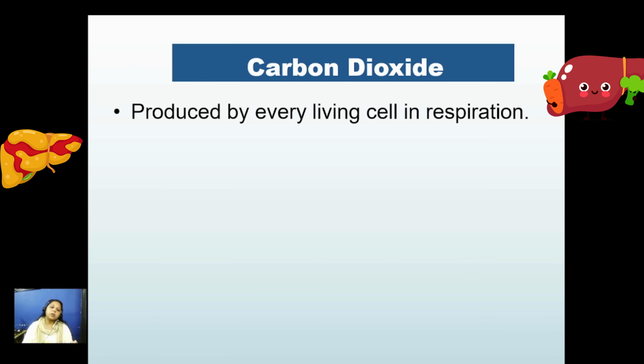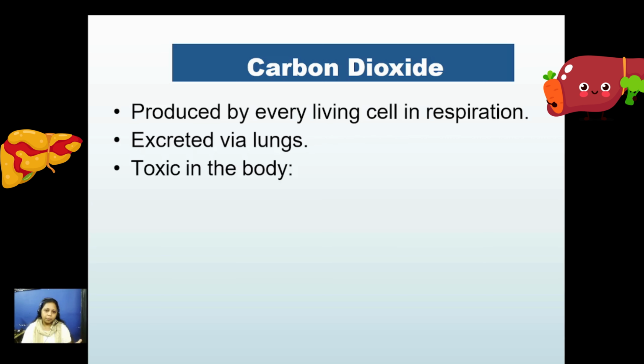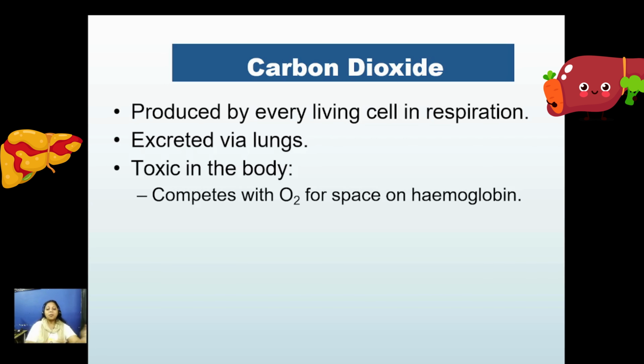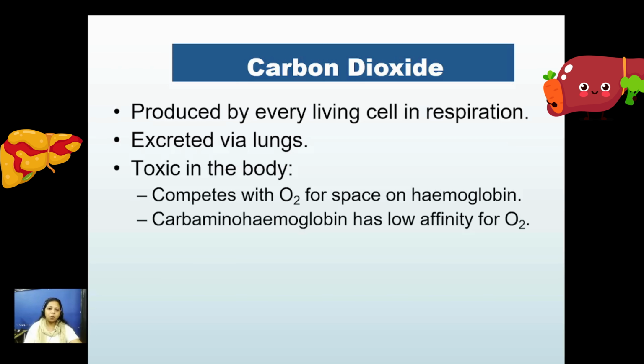So the very first one is carbon dioxide. So we respire. Now respiration is different from breathing because it is the production of energy from food, and along with energy the carbon dioxide is produced. So the lungs are the ones which excrete this, and if it accumulates in high amounts in our body, definitely it's toxic. It competes for oxygen for space, and if oxygen is not bound to hemoglobin in red blood cells, then energy cannot be produced.